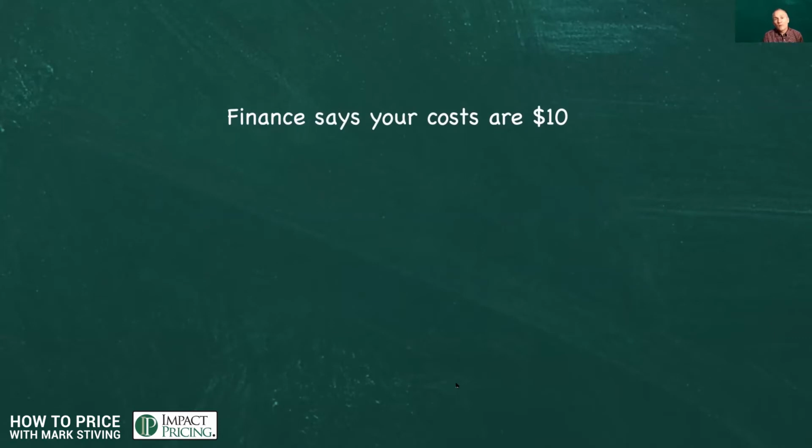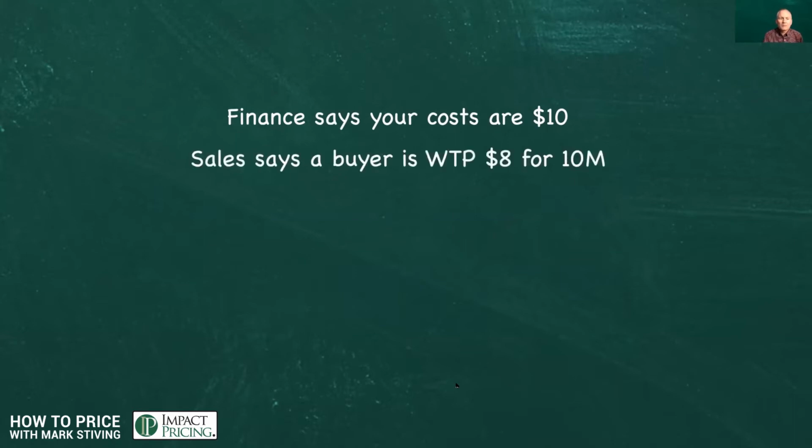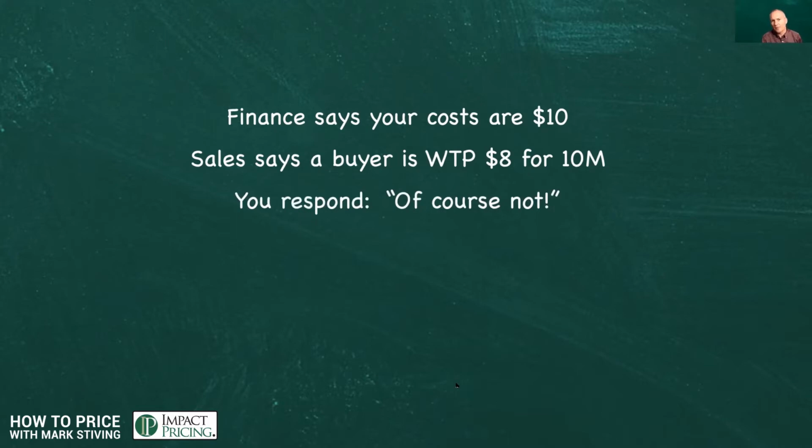All right, we know we've got a product in finance who runs all the numbers. They tell us your costs are $10. Excellent. Salesperson comes to us and says, I got this buyer. They're willing to pay us $8 a piece, but they'll buy 10 million units. Now, I've been in business quite a while, and I can tell you that if it costs me $10, I probably don't want to sell it for $8. So you're as smart as I am. You would obviously say, of course not. We don't want that business. But are we sure? Is that really the right answer?